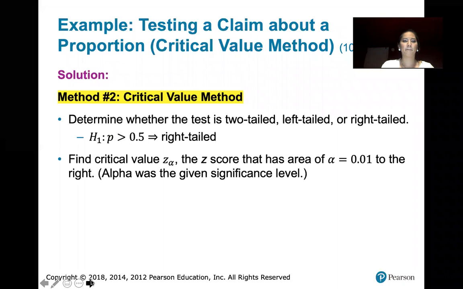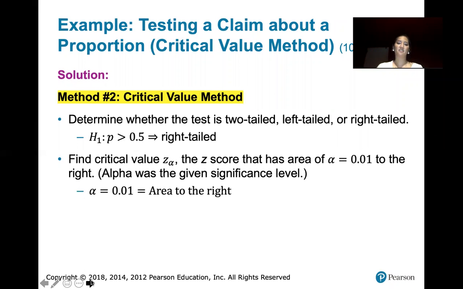Okay. Now we want to find the critical value z sub alpha, or sometimes I'll write z sub crit for critical value of z. This is the z-score that has an area of alpha equals 0.01 to the right. And I want that alpha to be 0.01 area to the right because it's a right-tailed test. And the alpha equals 0.01 was given as the significance level in our problem statement. So that's where I got that from. So we've got our area to the right is 0.01. Now I need to find the z sub alpha, or z sub 0.01.